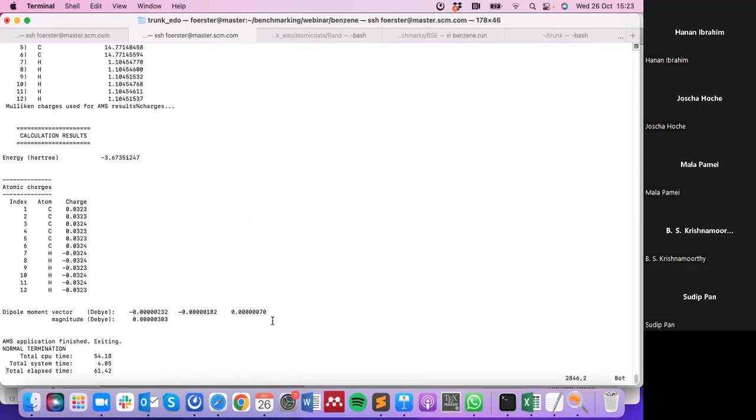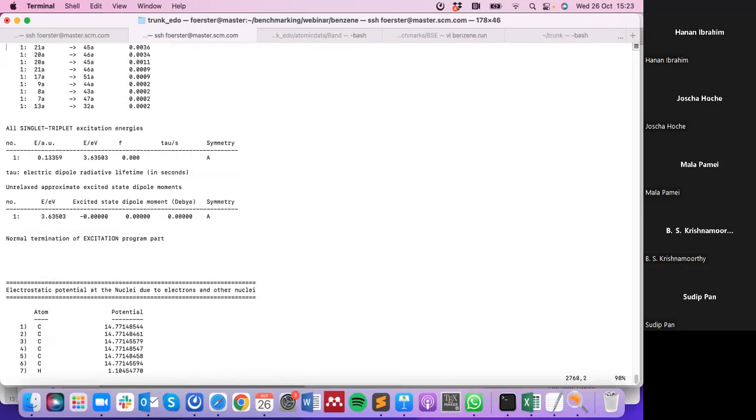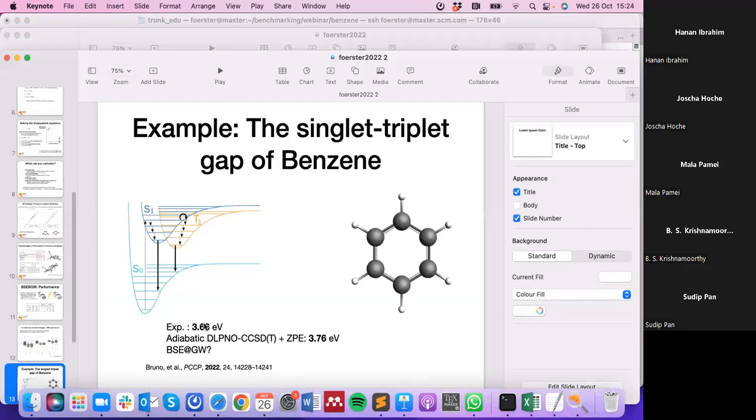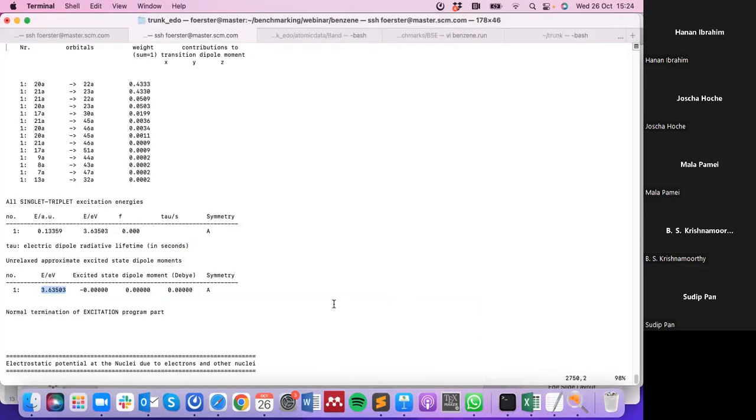All right. We'll just go to the end of the calculation, and we look at the result. And here is our final singlet-triplet excitation energy, our singlet-triplet gap. And you see we have 3.64 eV. In case you remember what I showed on the slide, the experiment is 3.66, right? So we are incredibly close with 3.64.